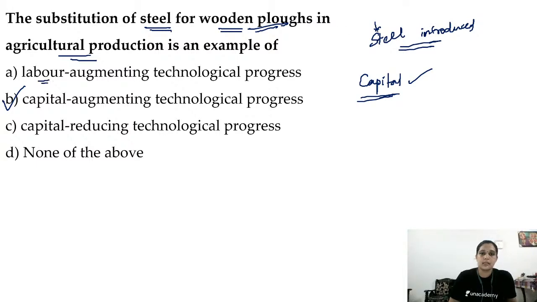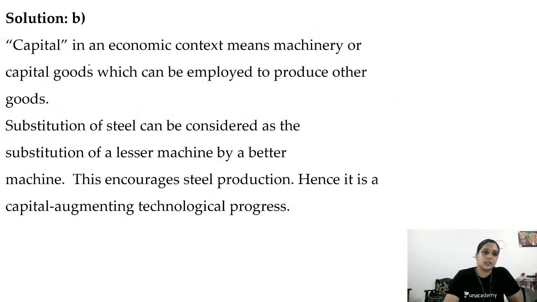See, labor augmenting means instead of using a man, you are using a robot or something. Capital reducing means vice versa. Like instead of steel you use wood, that is capital reducing. You are reducing the capital. But here you are going to a bit costlier product, which will increase the productivity. Then I call it capital augmenting technological progress because here it is about technology. Don't worry about technology. All the 3 are related to technology only. Fine. So the answer is B.